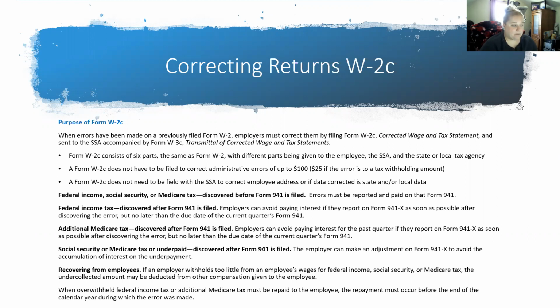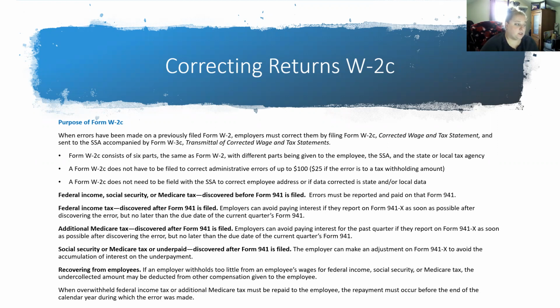You do not have to file a corrected W-2 or W-2C if the error is less than $100, or $25 if the error is in regards to tax withholding amounts. That being said, if an employee does come to you and say they want a corrected W-2, even if it's less than $100, you do have to furnish that to them. So keep that in mind.